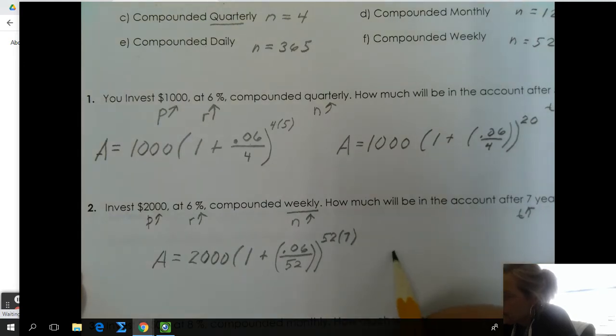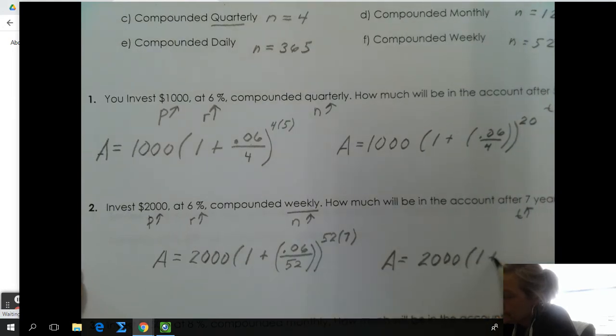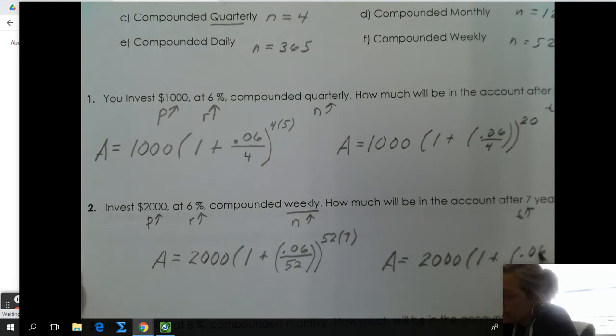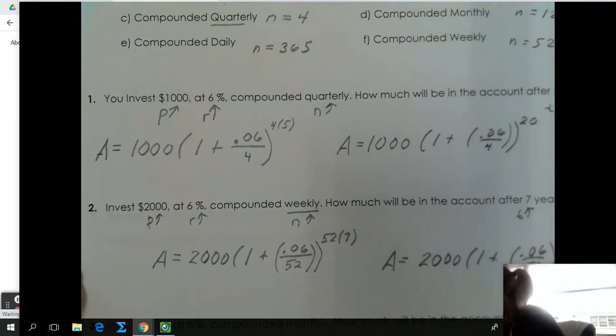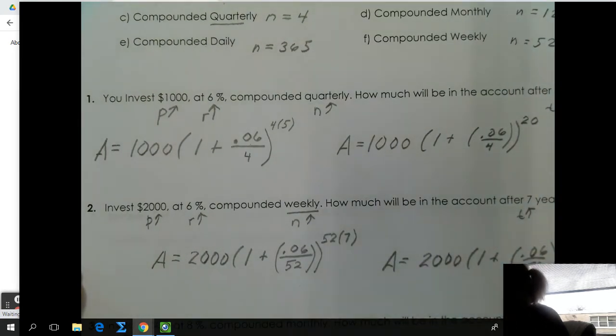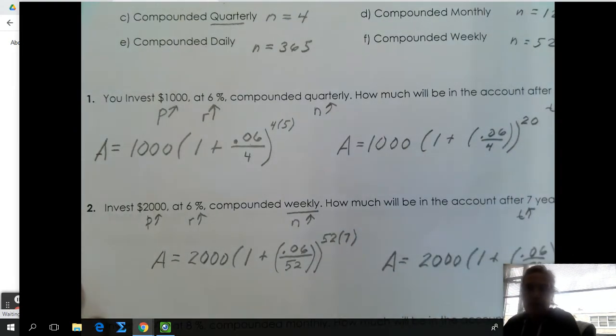Okay, let's clean this up. So A equals 2,000 times 1 plus 0.06 divided by 52. I'm not even going to get a decimal for that. I can throw that all into the calculator at the same time. We do want to multiply 52 times 7 and clean up that exponent, so that's 364. And then again, we'll do the final calculation in a minute.